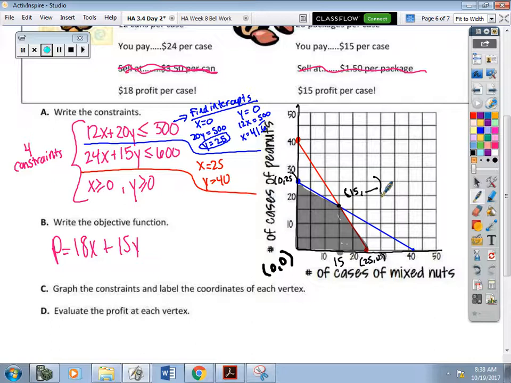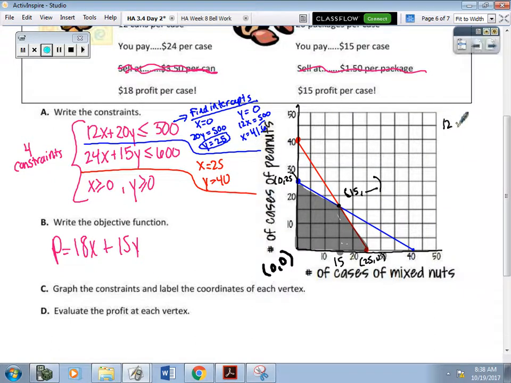So to do that, we can take 15 and plug it into either of those, right? Because that's where they both intersect, and solve to find what the y is. So I plugged it into the top one. Off to the side over here, I did 12 times 15 plus 20y. Now, instead of having it less than or equal to 500, you're actually going to set it equal to 500.